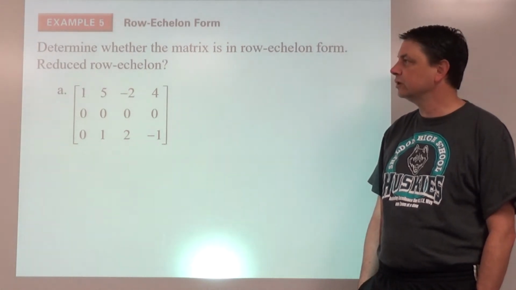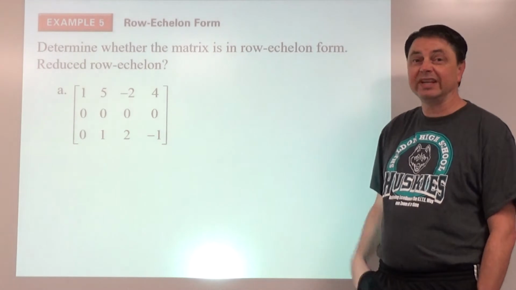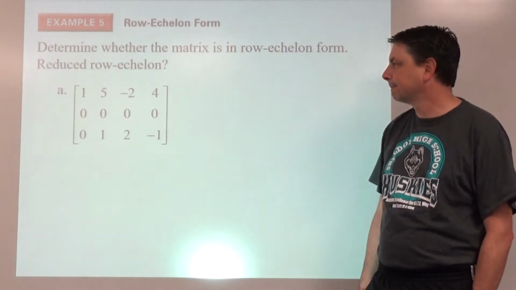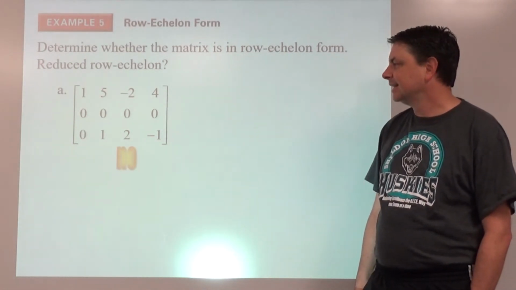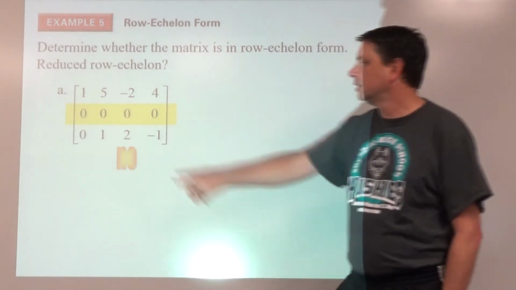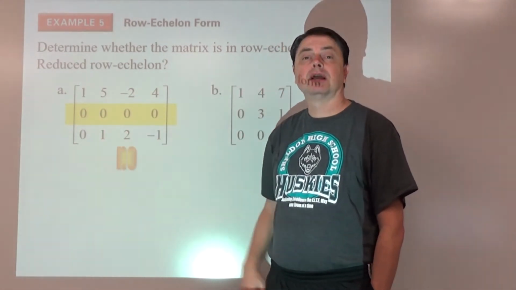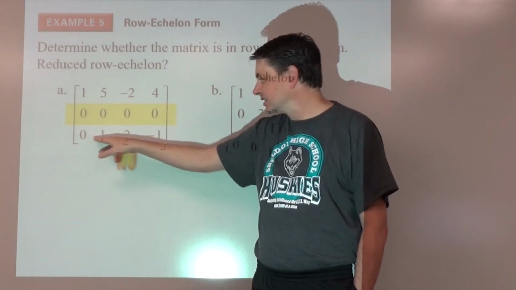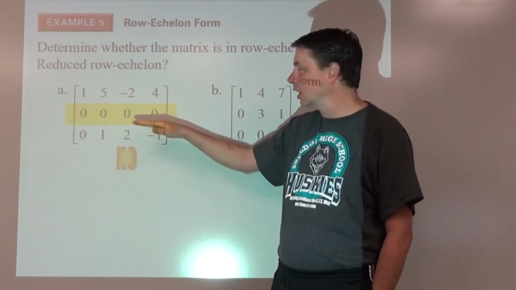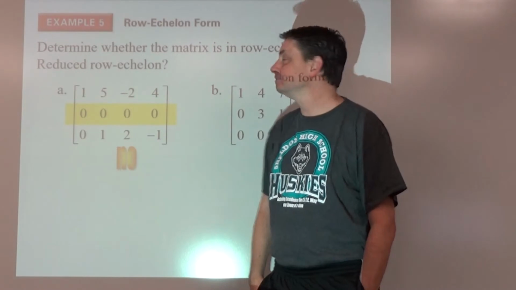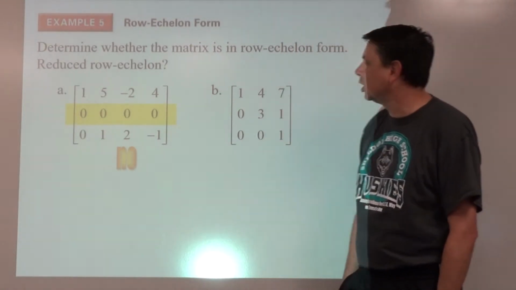Is this row echelon? If it is, then we can continue on. It is not row echelon. We have an all-zero row that does not occur at the bottom. Basically, since this is not an all-zero row, it would need to be above it. All right, what about part B?